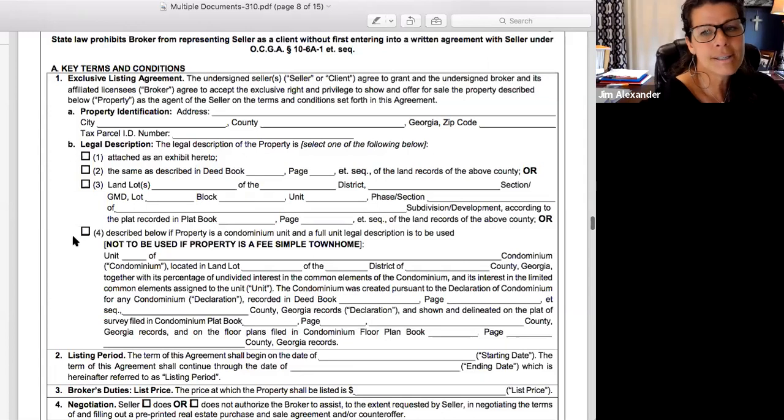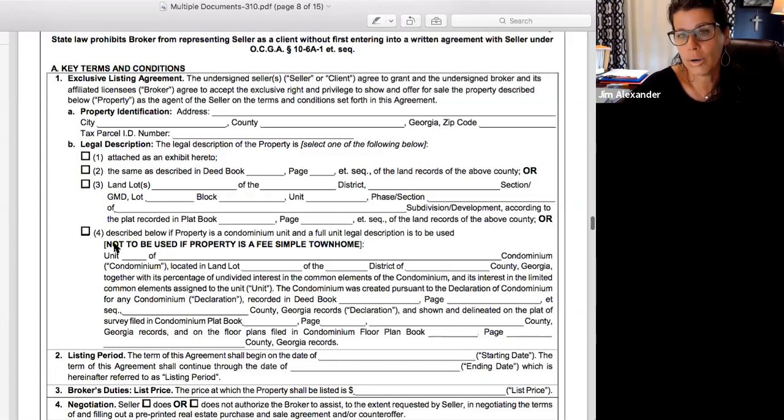If this is a condominium ownership, then you're going to check number 4. That's the section you've got to use if this listing agreement is for a condominium. So if you're listing a single family or if you're listing a condominium, you use the same listing agreement. That used to be different, but they've combined it, which is awesome.